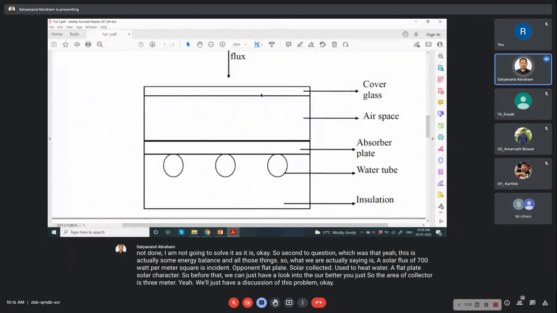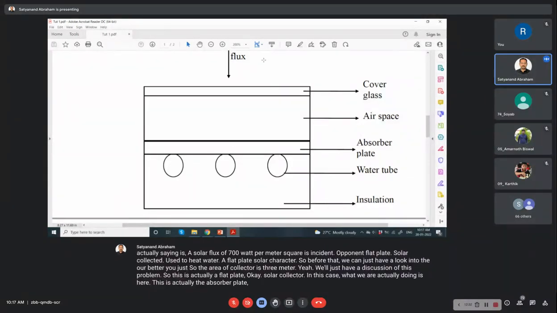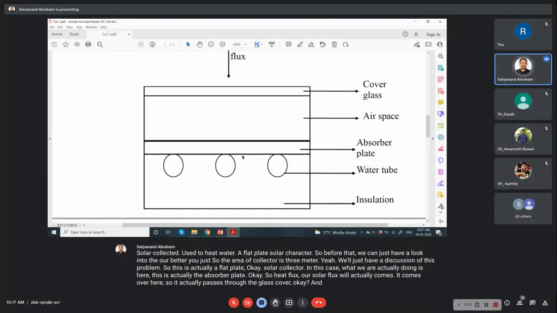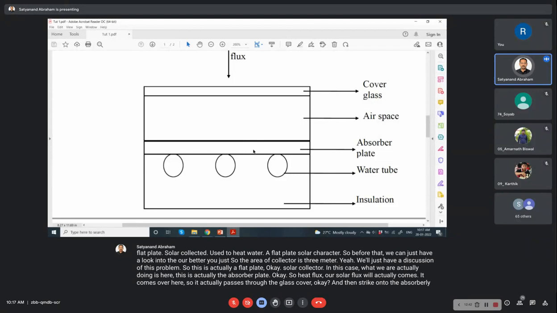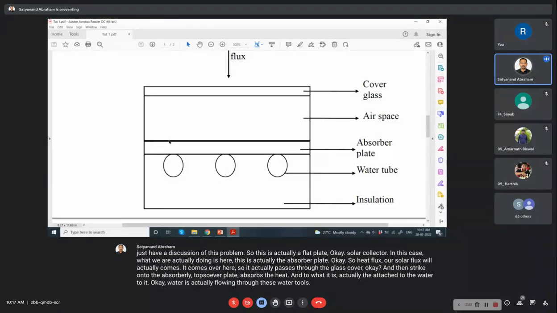So this is a flat plate solar collector. In this case, this is the absorber plate. Heat flux or solar flux will come over here. It passes through the glass cover and then strikes onto the absorber plate. The absorber plate absorbs the heat and is attached to the water tubes. Water is flowing through these water tubes. So over here we have our absorber plate.